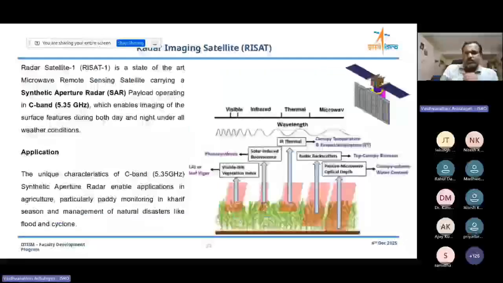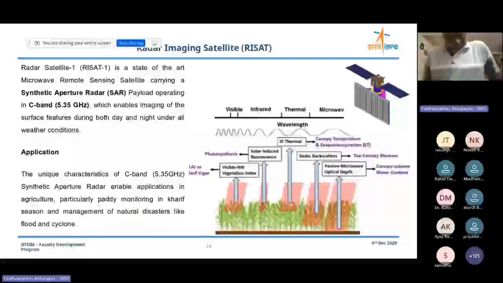As I told you, one of the first synthetic aperture radars we could send was a radar imaging satellite, which we call RISAT. RISAT is a C-band synthetic aperture radar which operates at 5.35 gigahertz, and since the C-band wavelength is smaller, it had very good application in agriculture and crop cultivation. Even when paddy fields are cultivated, this is the spectrum we could see while the crop is being grown.